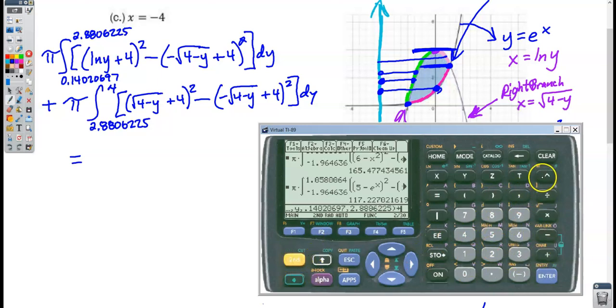Plus pi times the integral of the quantity square root of 4 minus y plus 4 quantity squared minus quantity negative square root of 4 minus y plus 4 quantity squared, with respect to y from 2.8806225 up to 4. All right.